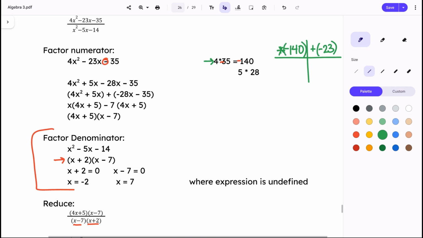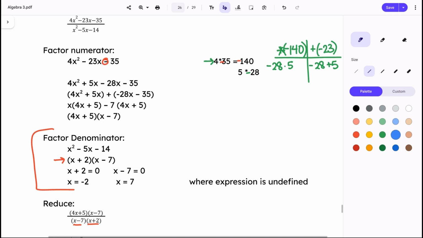That'll change those numbers a little bit. So I want to add these together and get a negative 23. That means that the 28 needs to be negative. So just squeeze that in there. Okay, so negative 28 times 5 is going to give me that negative 140. Negative 28 plus 5 is how we get that negative 23.